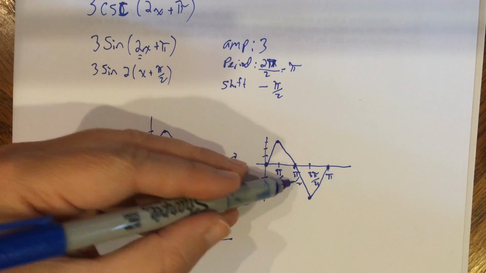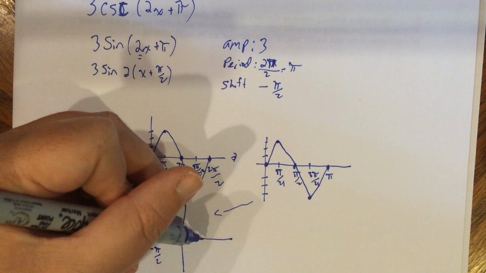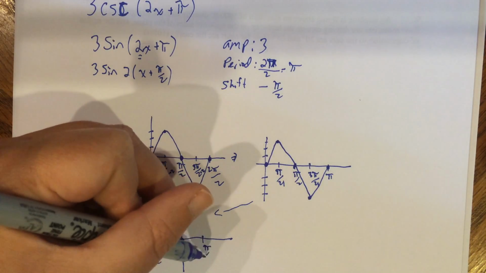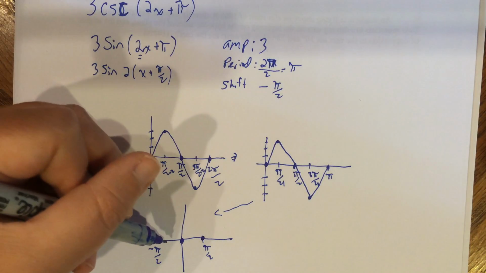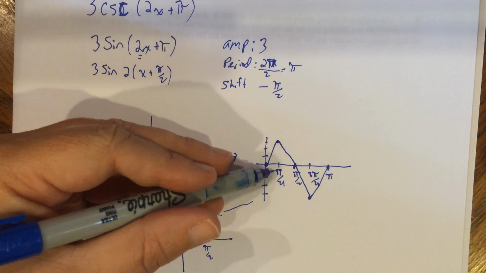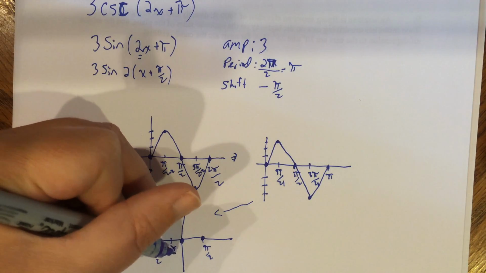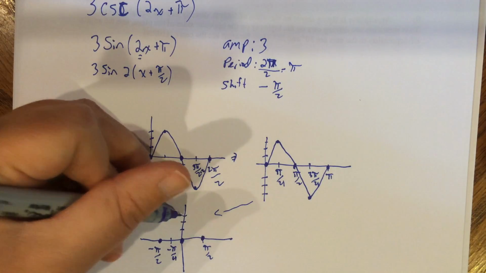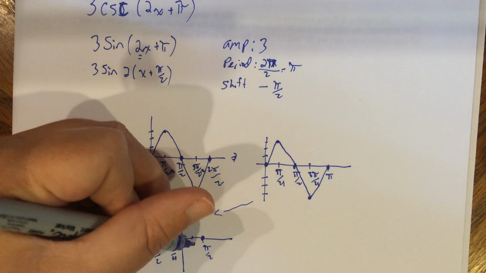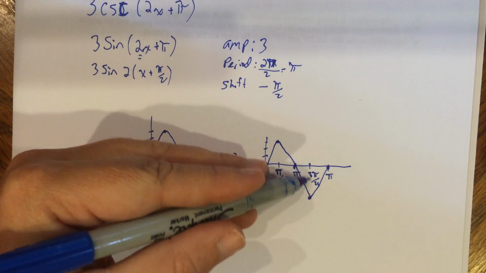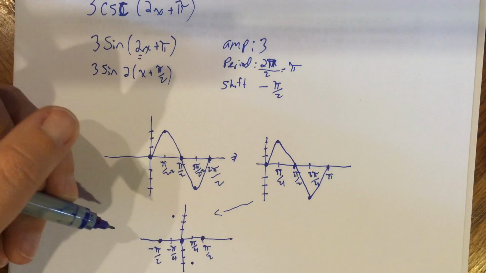So pi over 2 minus pi over 2 would be 0, so that's where it hits the x-axis again. And pi minus pi over 2 would be pi over 2, which is where it ends at the x-axis. Highest it gets to would be halfway in between this. Pi over 4 minus pi over 2 would be negative pi over 4. That's where it's going to get to 3. And the lowest would be at pi over 4. 3 pi over 4 minus pi over 2 will give us that. That's where it's going to get to the lowest.